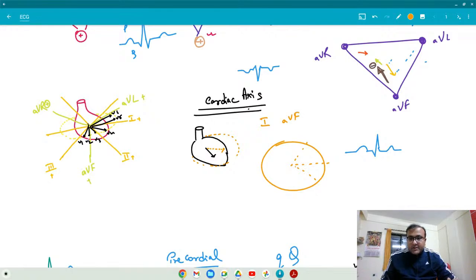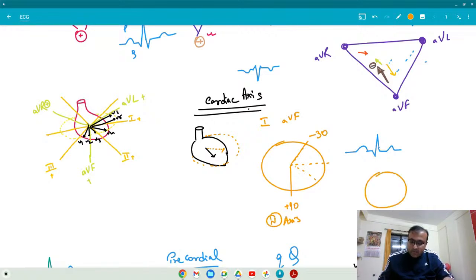So remember this key: anything which is present between minus 30 till plus 90. So where is minus 30? This is minus 30, till plus 90. This is plus 90. Anything between this area is normal. This is the normal axis of the heart.